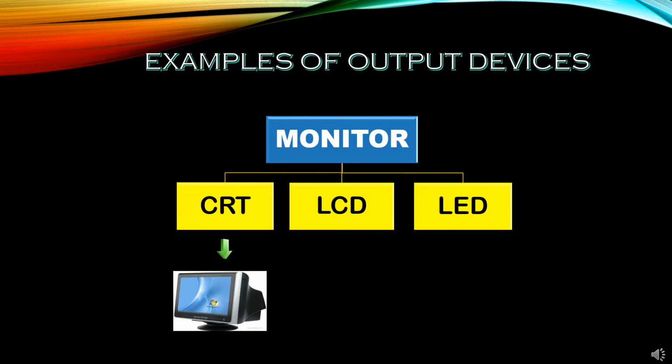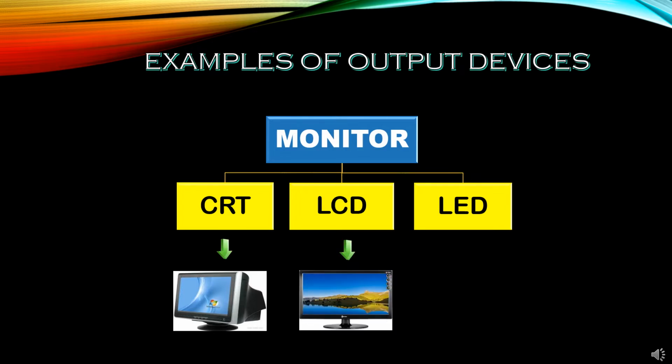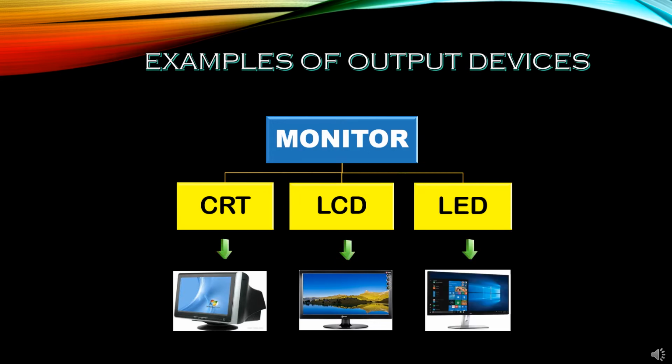So the first is the CRT monitors. They are generally less expensive but consume more electricity. Next is the LCD monitors. They are thinner, lighter, and consume less electricity and display sharp images as compared to the CRT monitors. Next is the LED monitors. These monitors look more or less the same as LCD monitors, but they have better picture quality and are in more demand as compared to the LCD monitors.